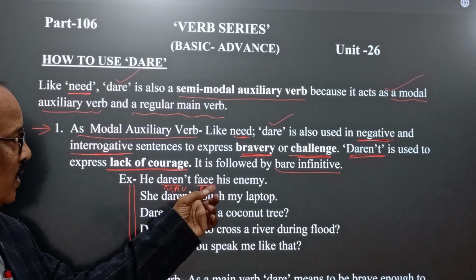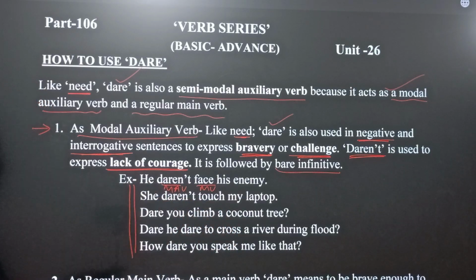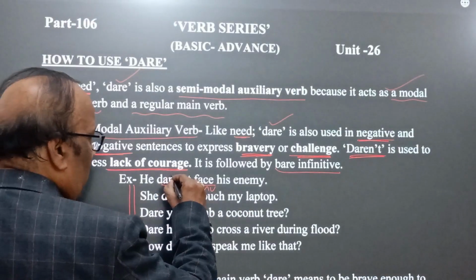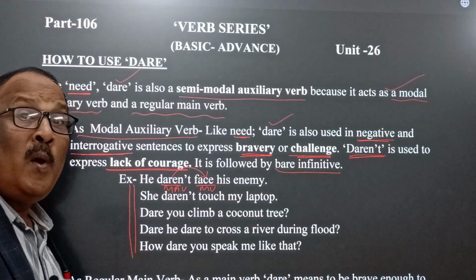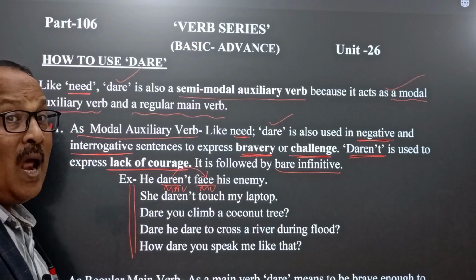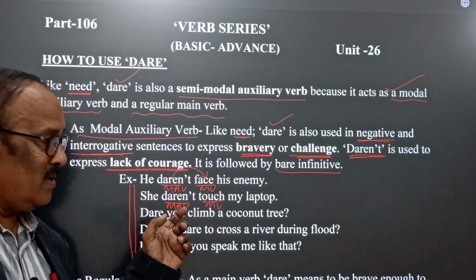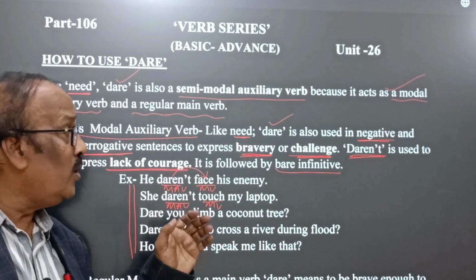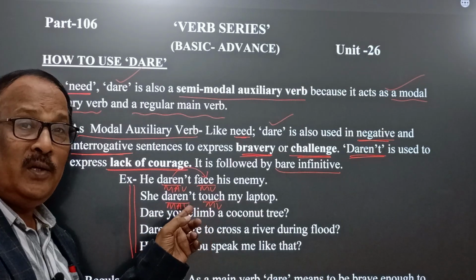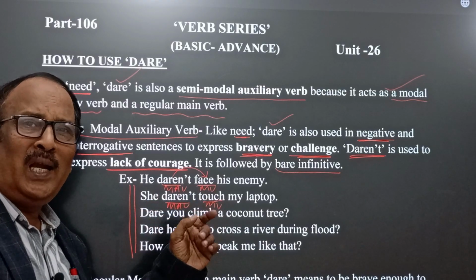He daren't face his enemy. It means he has no courage to face his enemy. Here, daren't modifies the verb face. The second example: she daren't touch my laptop. Dare not is the full form, but the contracted form is daren't. In the sense, she has no courage to touch my laptop. Here we find how daren't is used in a negative sentence.